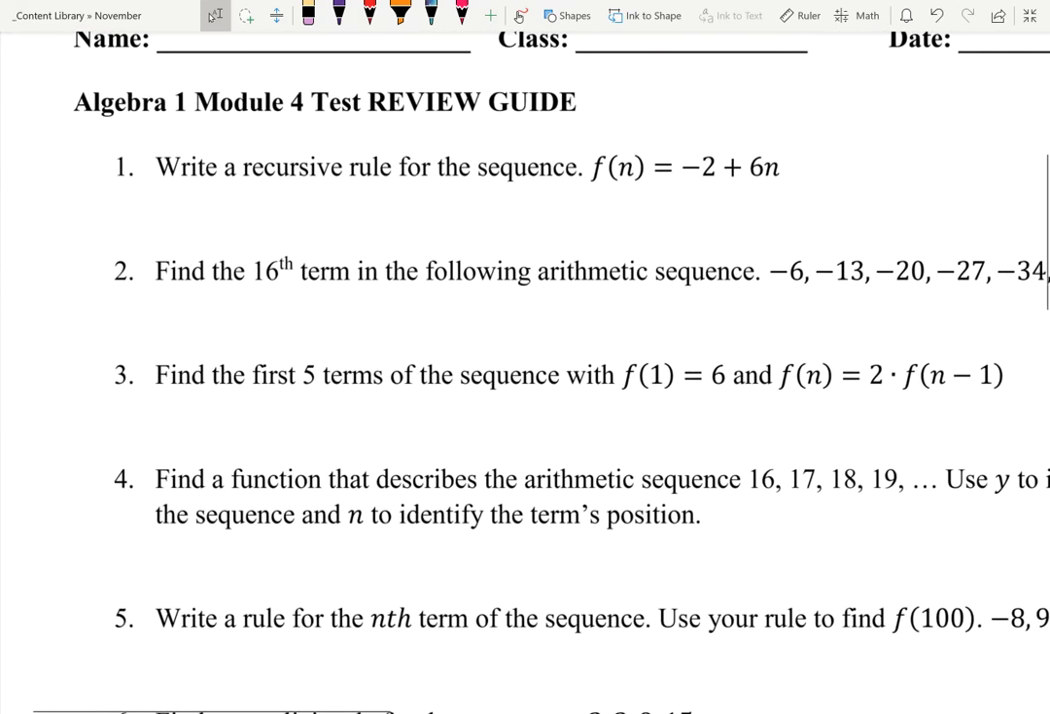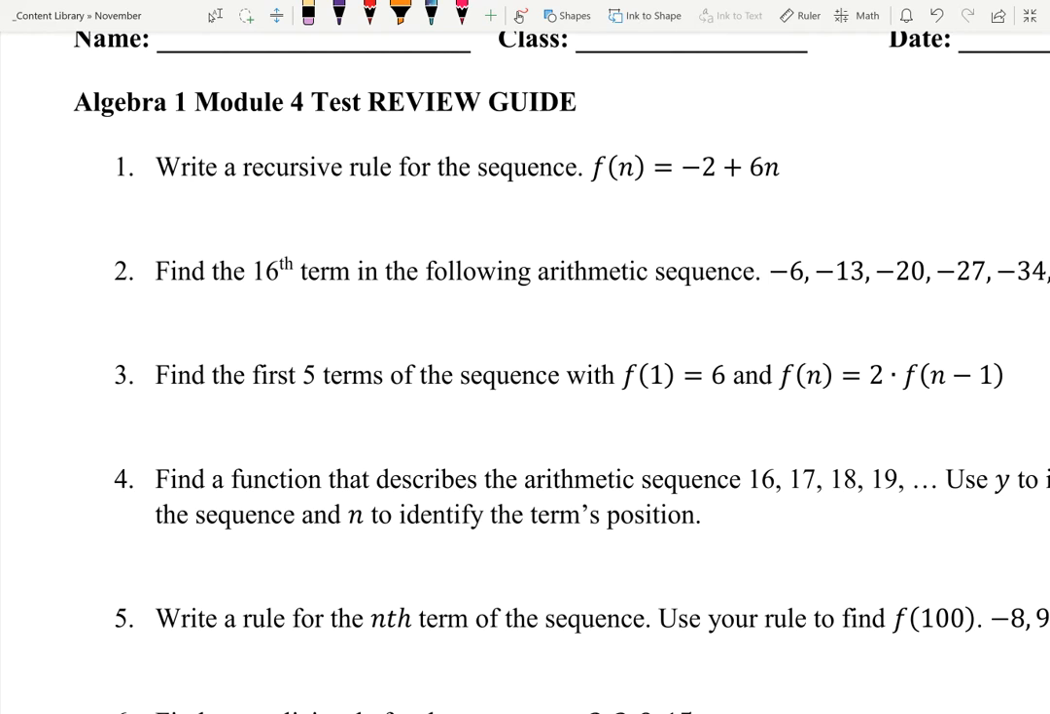Okay, so we're going to start with number 1. Write a recursive rule for the sequence. Now, it doesn't give us a sequence. What it gives us is a function. There's more than one approach to this, but what I would say is maybe plug in numbers, because neither of these numbers is the first term, and it could be misleading. It could make you think it is, but it's not. So what I recommend is plugging in numbers to complete this sequence and then write the recursive rule like we know how.